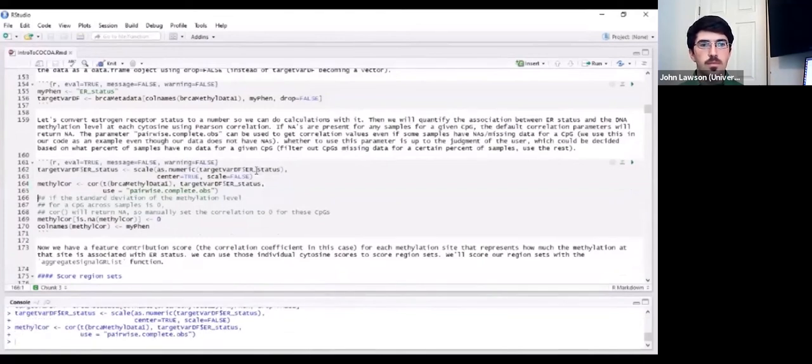You can use multiple different correlation methods. The main thing is that it needs to give a higher value to those CpGs where the DNA methylation correlates with estrogen receptor status. In this case, we're just going to use simple Pearson correlation. And then we'll make sure that there weren't any NAs for missing data.